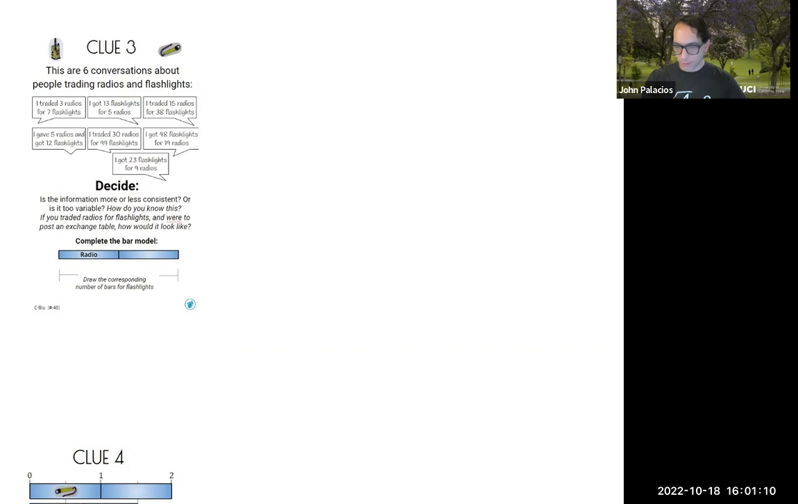So something you might want to do is say, okay, well, let's look at each of these conversations that we overhear while we're walking around town and write down the information and see if we can't notice anything. A good way to do that, and you could explain to your students, is to make 2 columns, one with radios, how many radios were traded for how many flashlights. It is flashlights, right? Yeah.